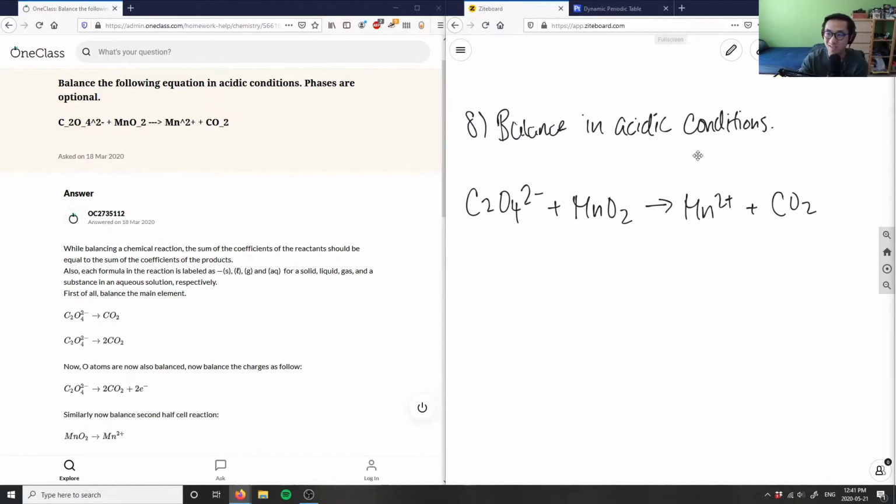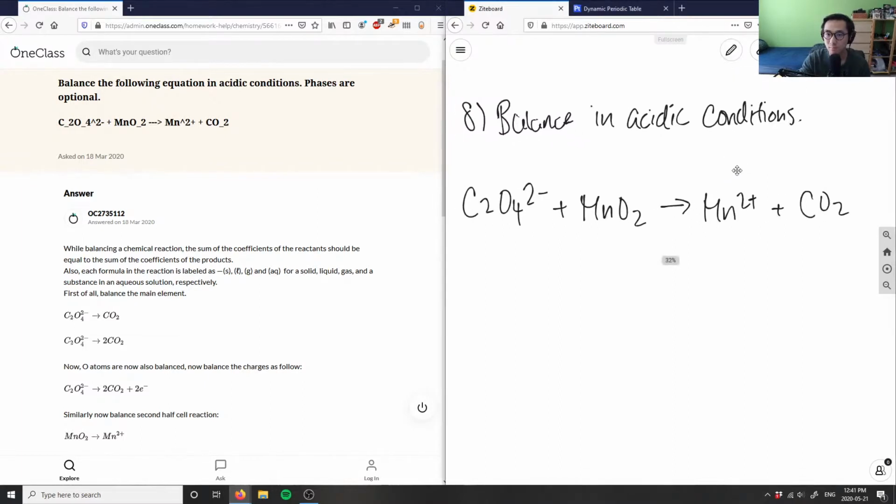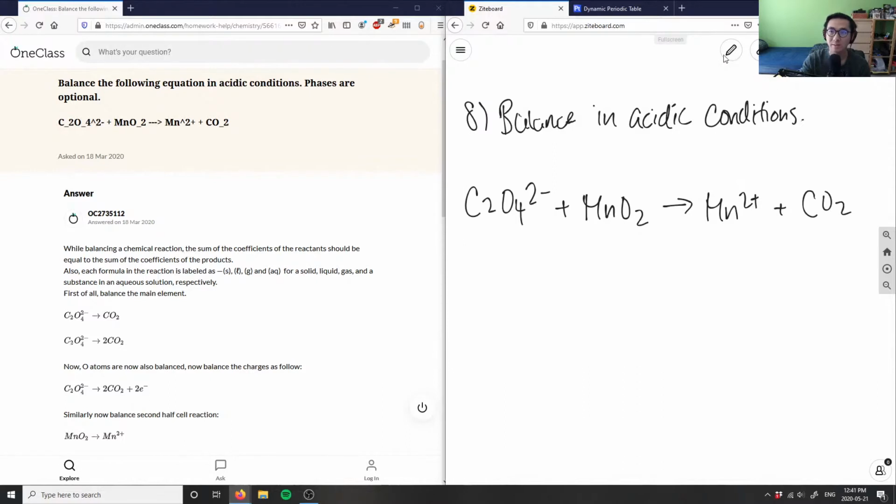And in this case, we know that it's in acidic conditions here. So we want to separate the half reactions first. That's our first step. So our half reactions mean that I care about the C2O4 2 minus and our CO2, and then our manganese dioxide and our manganese here. So let me write this down. C2O4 2 minus is going to go to CO2. And then I have MnO2 is going to go to Mn2 plus.